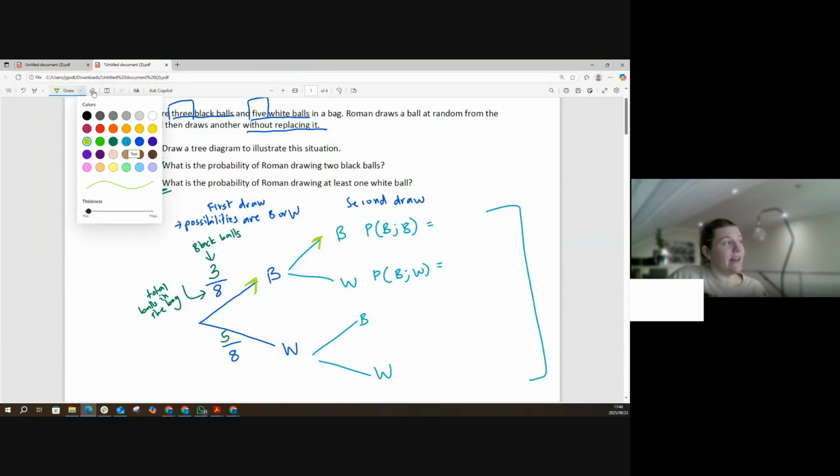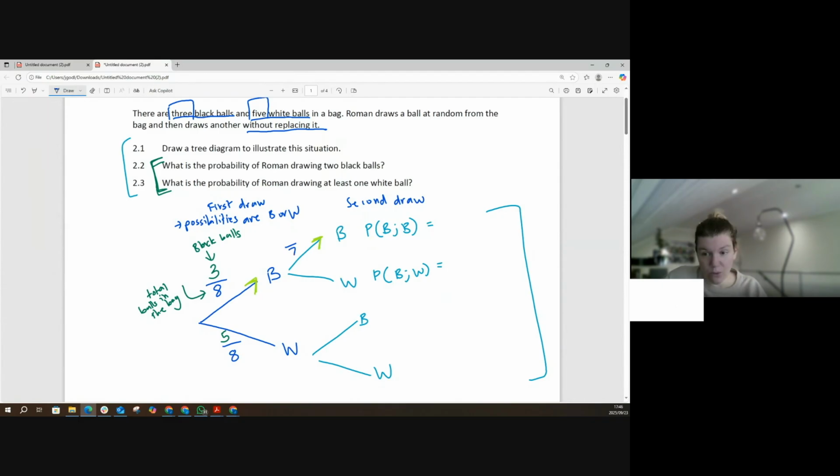So to work out that probability, we have to think, okay, well, now I'm going to have 7 balls because I've already taken one out. And I've already taken out 1 black ball because that's what I selected in my first pick. So I only have 2 black balls left out of 7 in total. And so that means that on this path, the probability of pulling a black ball and then another black ball is going to be 6 out of 56.